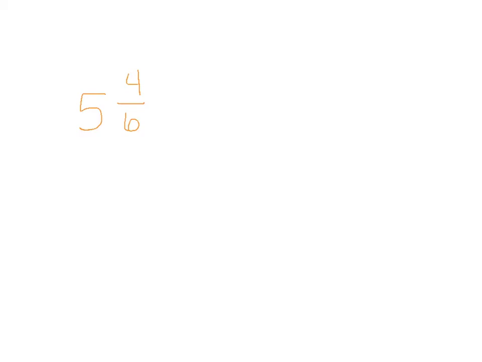So the short way, okay? You're going to go this way. 6 times 5 is 30. Plus 4 equals 34. The bottom number stays the same. 34/6. Simple.